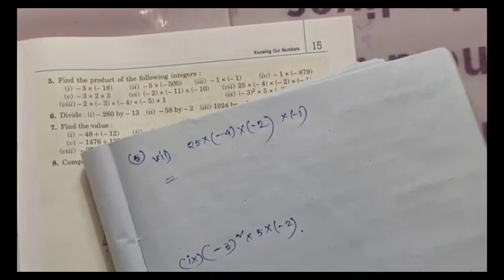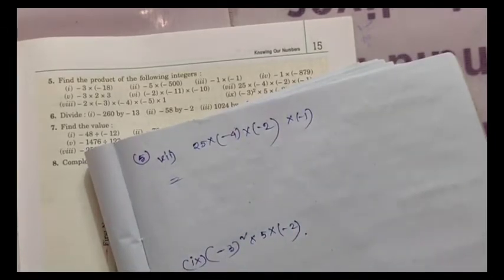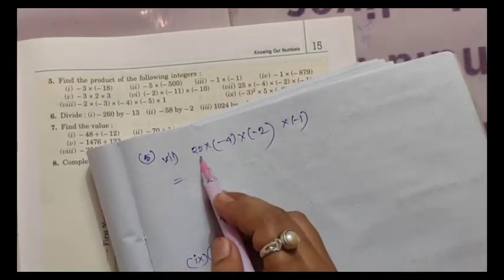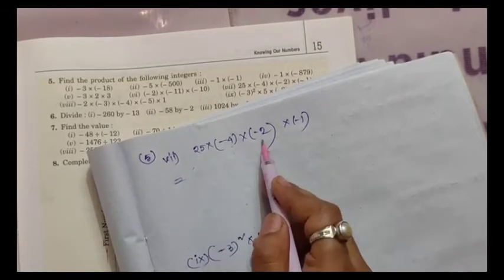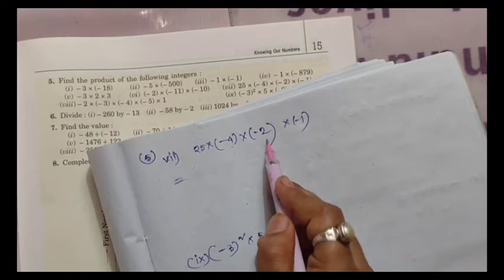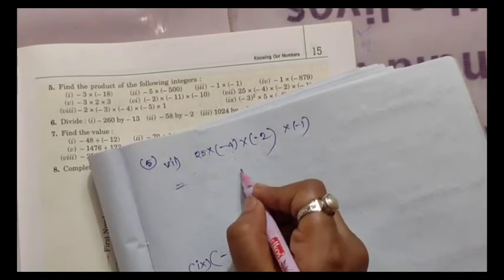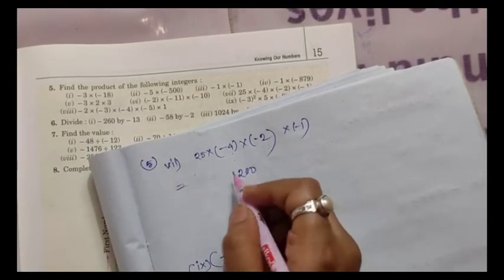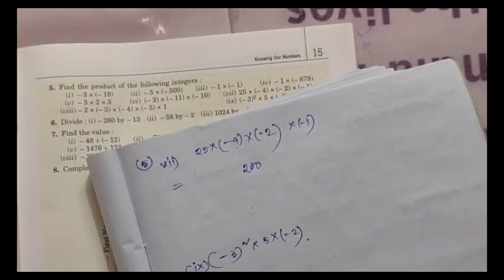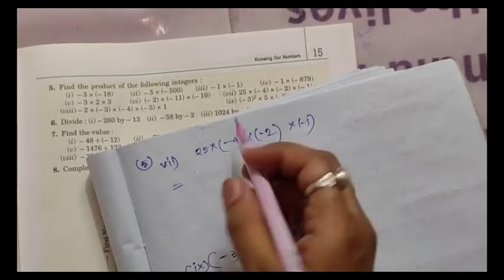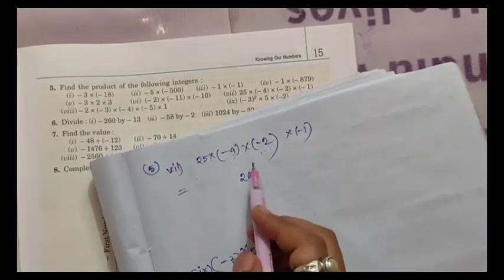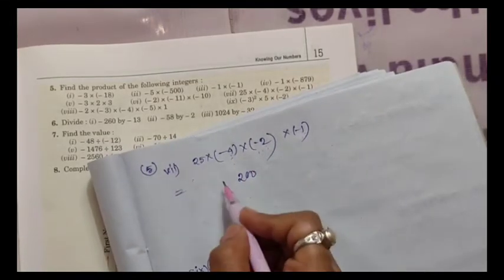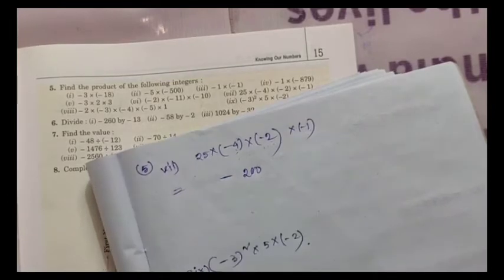First of all, you need to multiply the absolute values of the integers. 25 multiplied by 4 gives 100. 100 multiplied by 2 gives 200. So 200, and the sign of the product will be minus or plus. Here minus occurs 1, 2, 3 times. But 3 is an odd number, so you need to put a minus sign here.